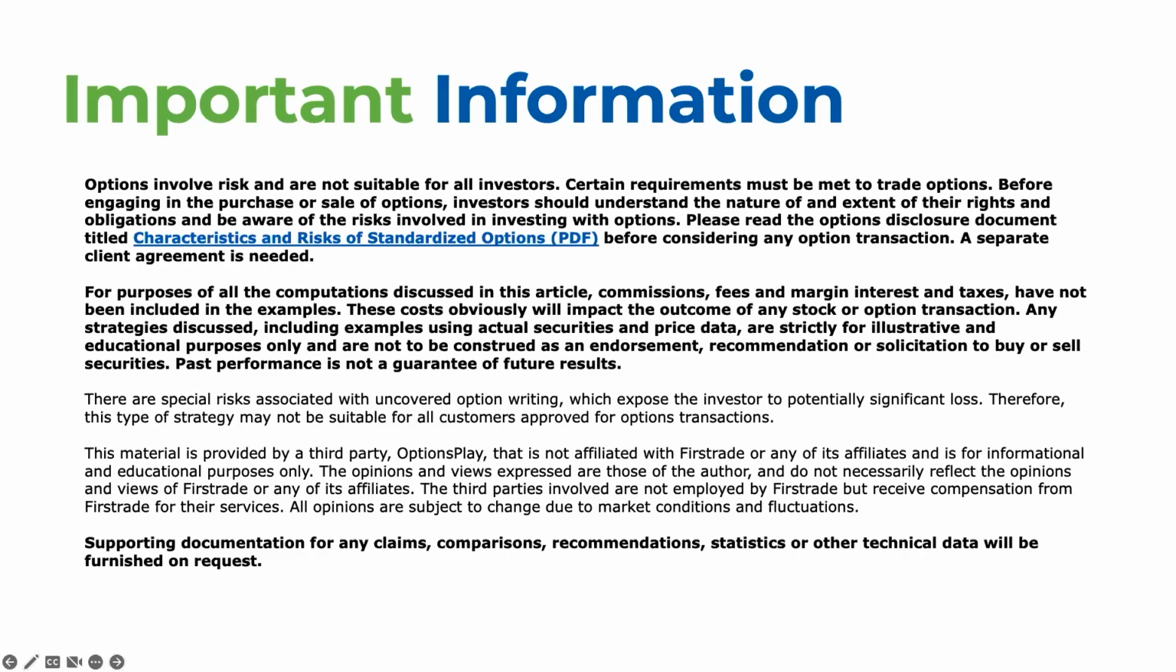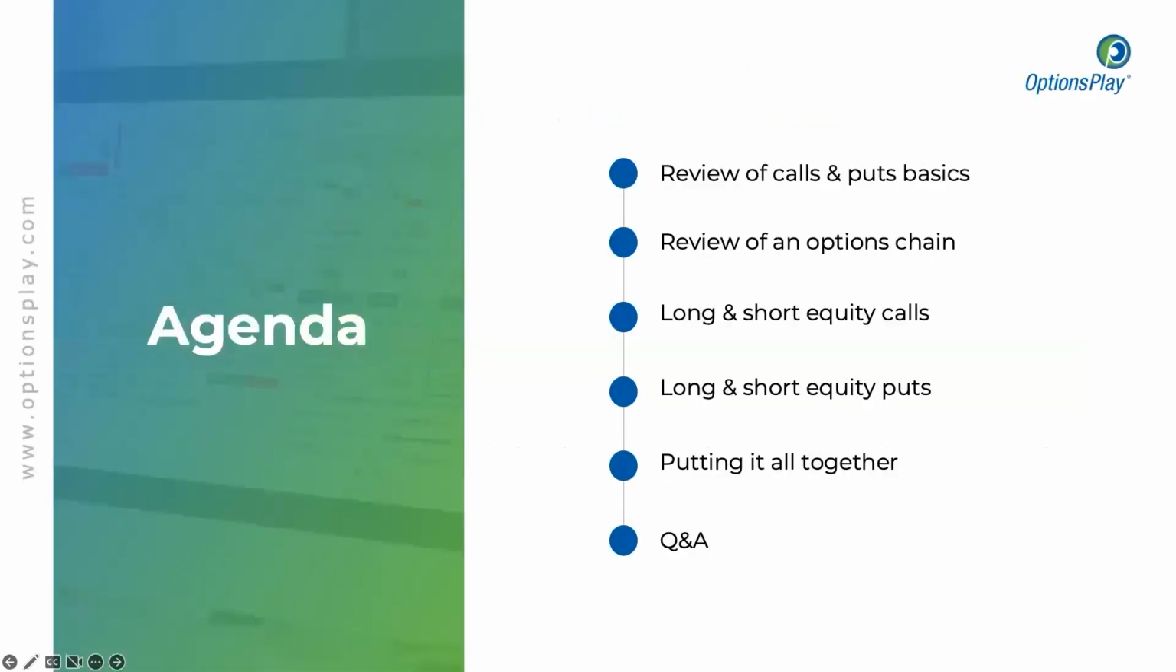All right, without further ado, let's go into what we'll cover. We'll do a review of calls and puts, just what we've talked about briefly in the previous sessions. We'll talk about an option chain. This is the first time that we're going to introduce it in this session. You might have seen one before, but it's important to know that options are priced differently than stock, so there's a different way that we view a quote. We'll go through that. Then we'll focus on long and short equity calls. Equity options just means a stock or an ETF. And we'll talk about long and short equity puts, shifting over to the put side of the chain, and then we'll put it all together and save some time for Q&A.